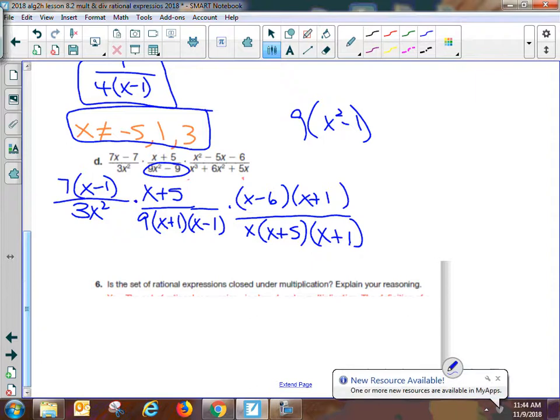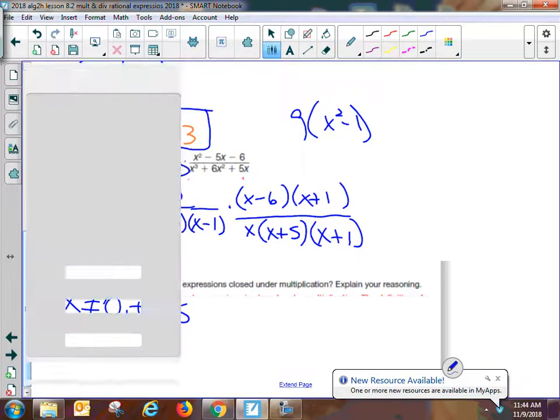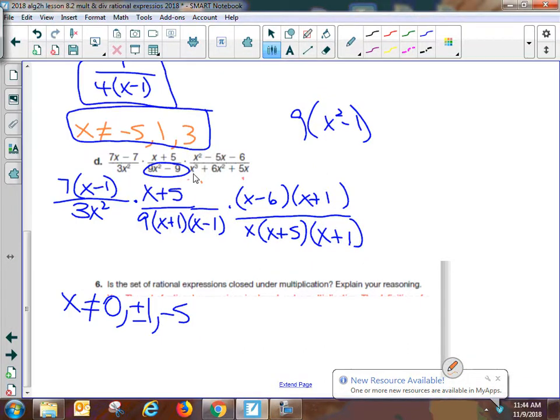Let's name restrictions. What x cannot be. X cannot be 0. Good. And negative 5? Good. Question. Anybody? Everybody? Okay. I forgot to write the 1. Oh, okay. Now, let's change color so you can see the canceling. What goes? Okay. X minus 1 with x minus 1.